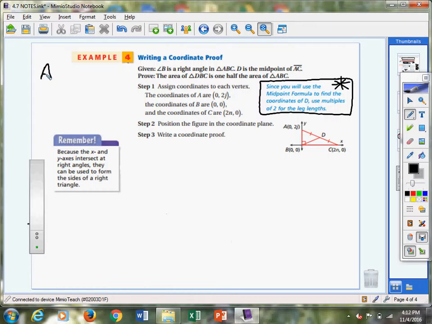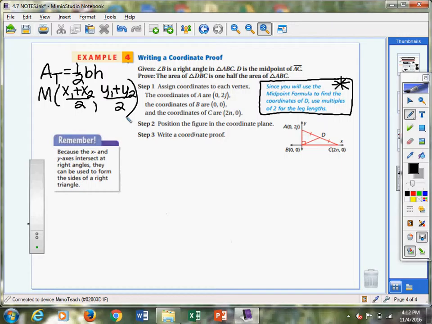All those formulas have fractions. If you look at the area of a triangle, that's 1/2 base times height. If you look at the midpoint formula, we add our x's and divide by 2, and we add our y's and divide by 2. So knowing that we're going to divide by 2, this hopefully makes sense. You want to use multiples of 2 for the leg lengths.